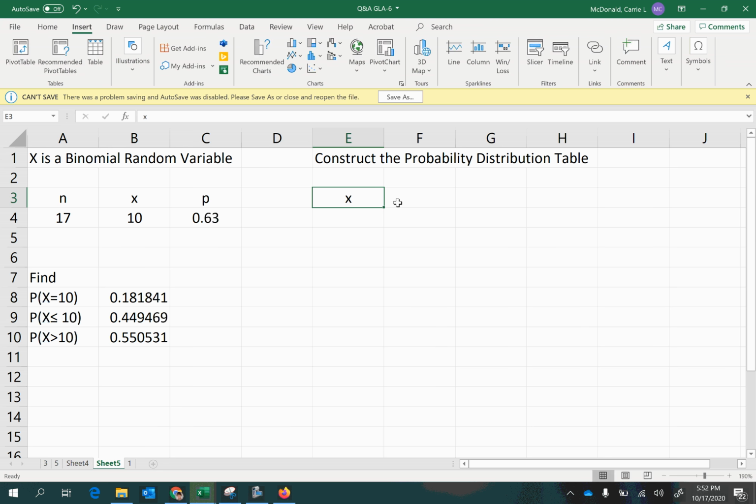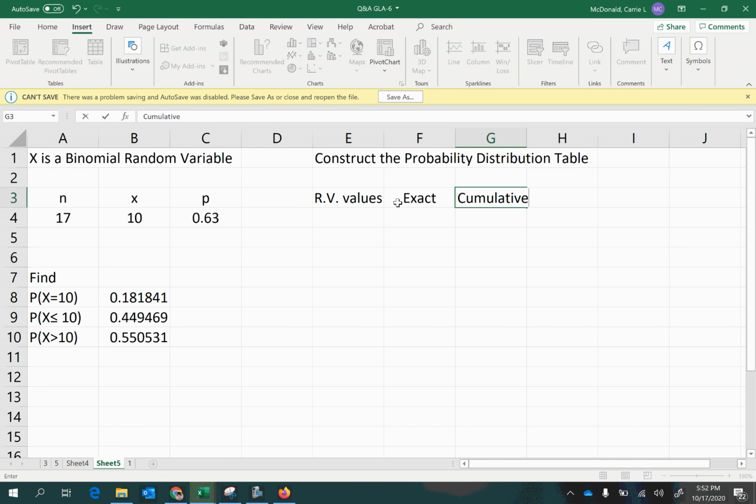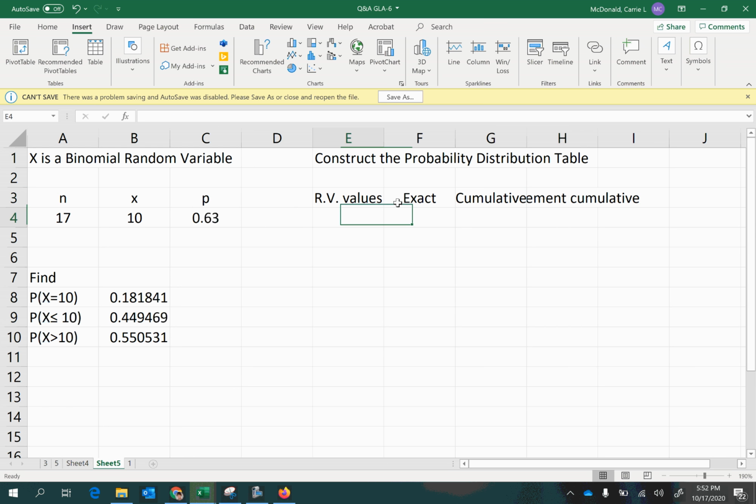So I'm going to say the random variable values that could occur, the exact probability, the cumulative probability, and the complement of the cumulative probabilities. Okay, we're going to make up a table including all of that so you can kind of see how all of this comes together.